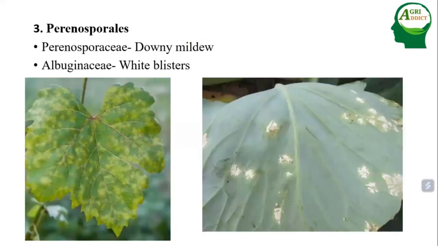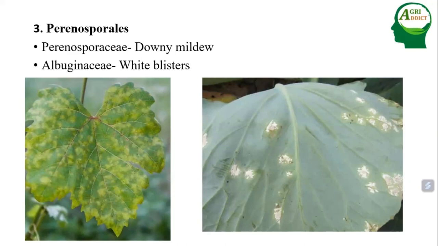Coming to Peronosporales, this mainly causes the downy mildew. Peronosporaceae causes downy mildew. For example, Peronosclerospora sorghi causes downy mildew in sorghum. And Albuginaceae causes the white blisters, as you can observe in the picture here. What's the difference between Albuginaceae and Peronosporaceae?